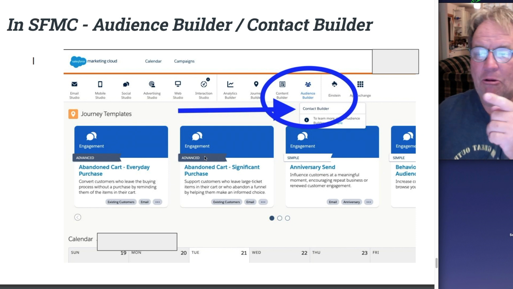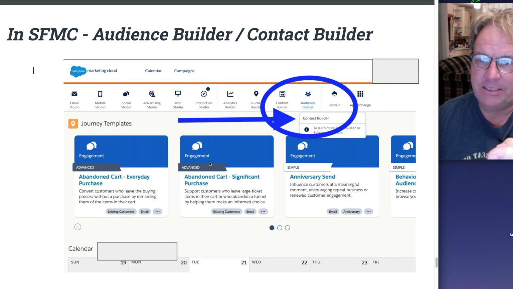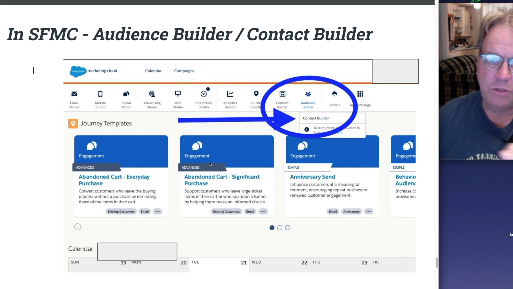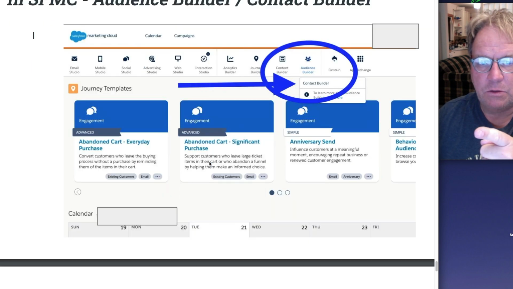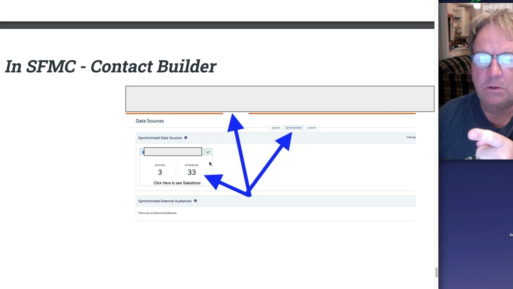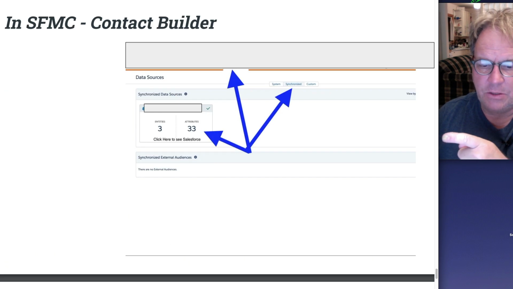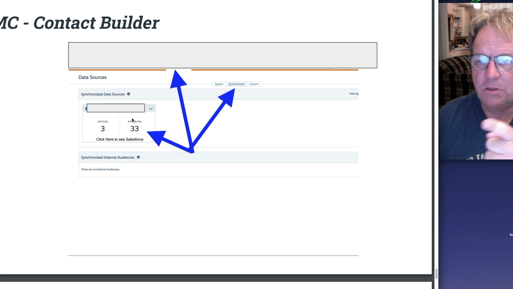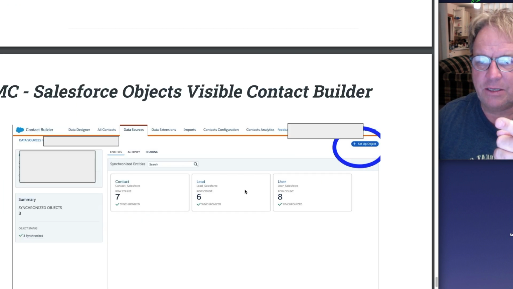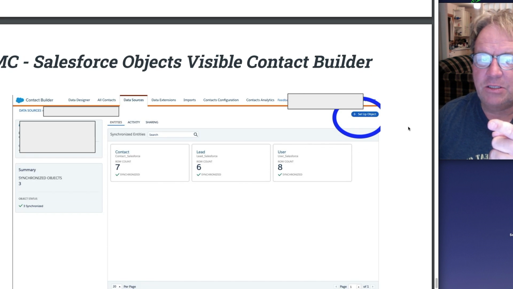And then how can you check it? Well, in Salesforce Marketing Cloud, you go to Audience Builder here, and then you do Contact Builder, and then you start seeing this over here. You'll see the data sources, you synchronize, etc. And you'll see this pop up on the right here, setup object, and you're at data sources, you were at syncing, and all of a sudden you can now go through.